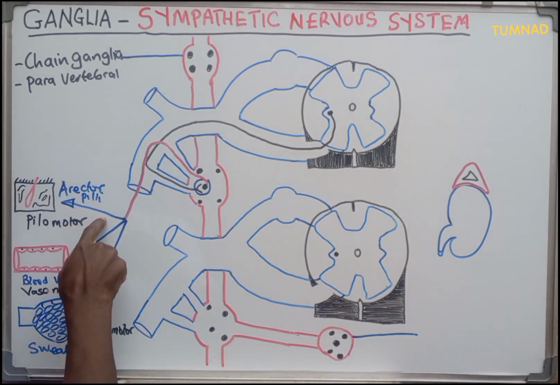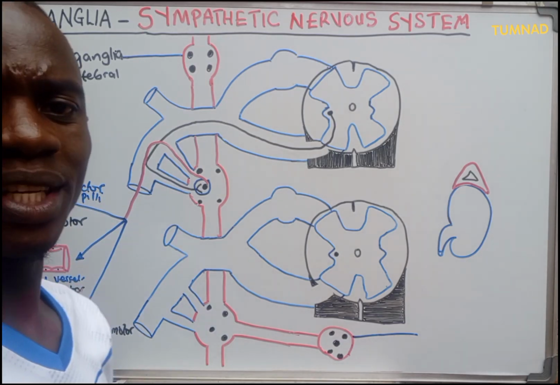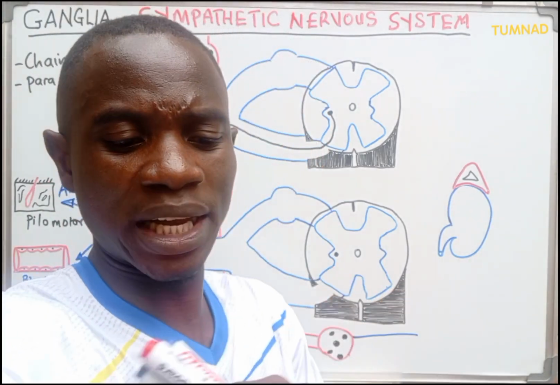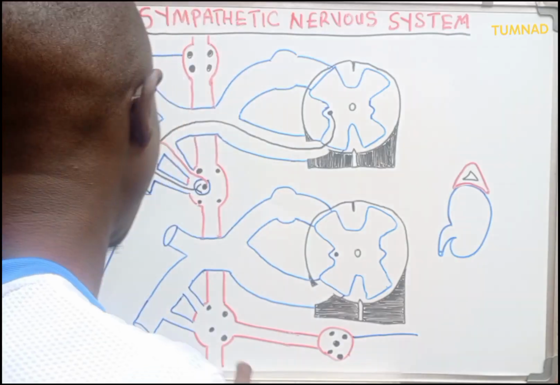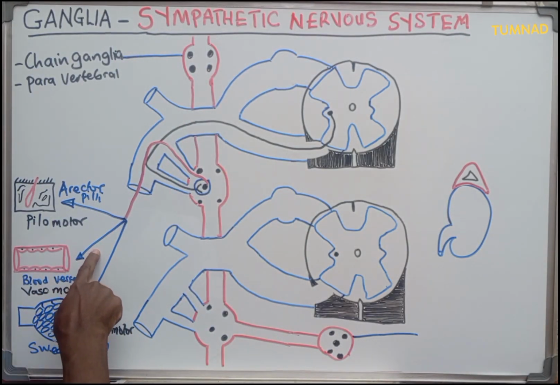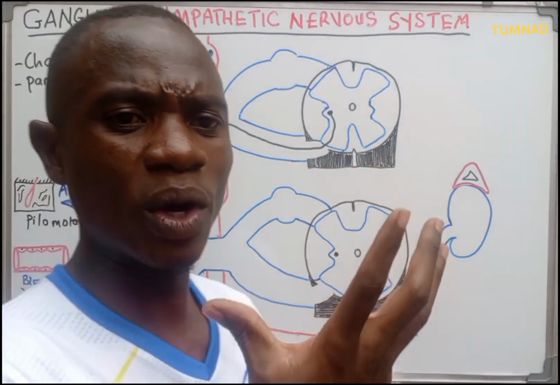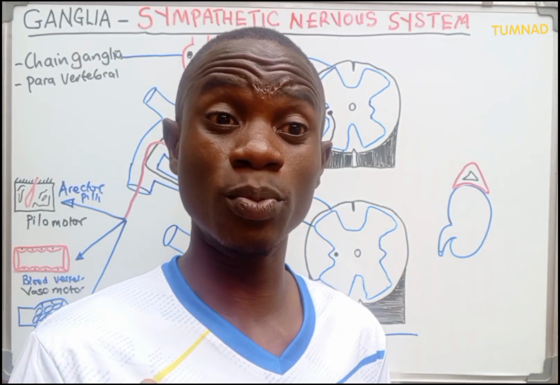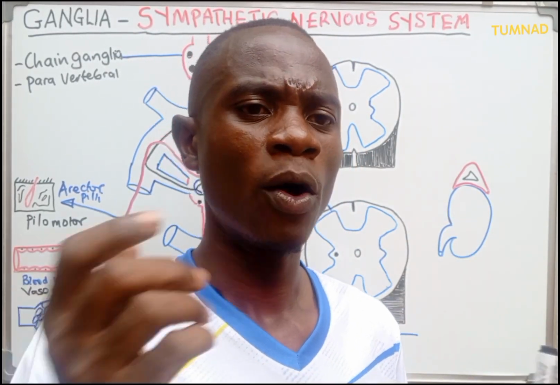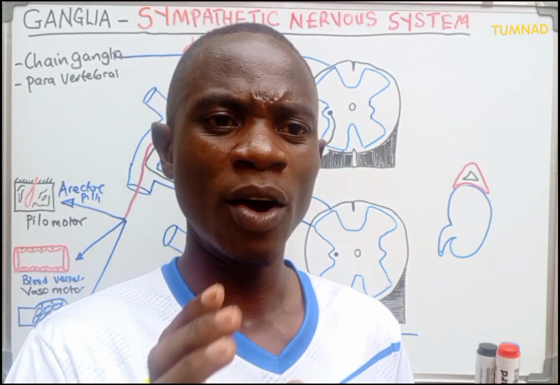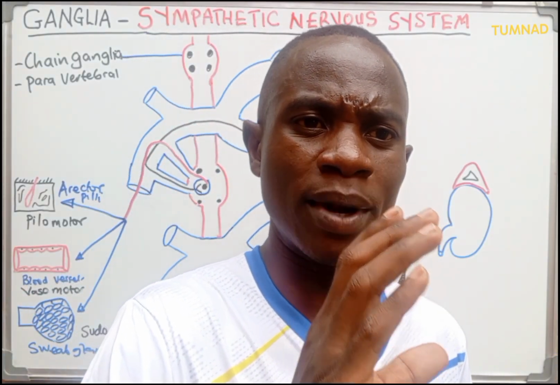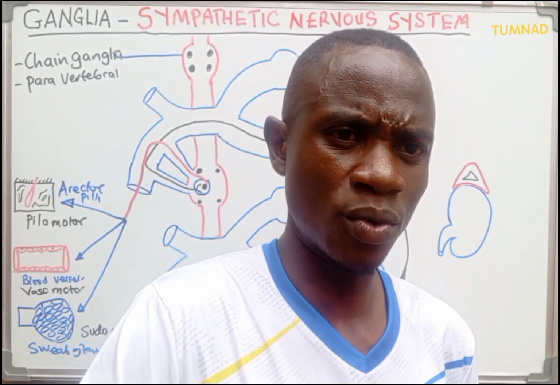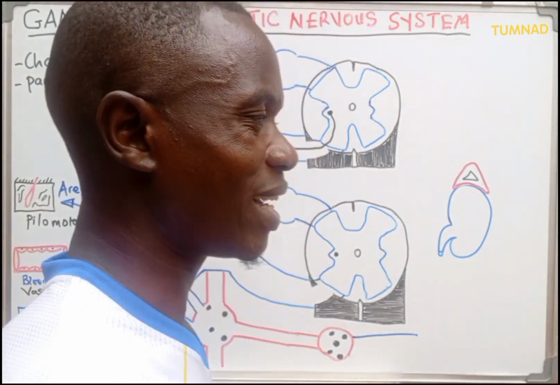And of course, these ones which are going to the arrector pili are going to cause this arrector pili muscle to contract, and once it contracts, this hair is going to stand. And of course, the vasomotor fibers going to the blood vessels can lead to vasoconstriction, and in some ways they are going to be causing vasodilation. For example, when the sympathetic nervous system is activated, we need some of these blood vessels which are supplying the skeletal muscles to slightly dilate, such that there is more blood flow to the skeletal muscles. It is also another beautiful thing.